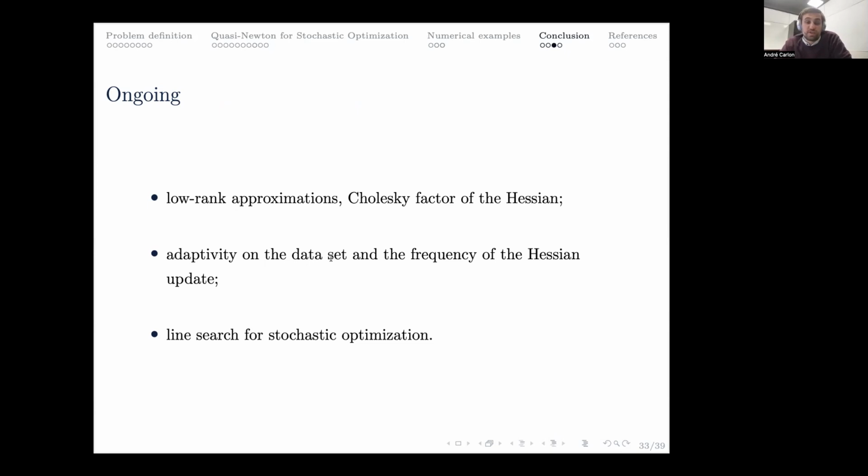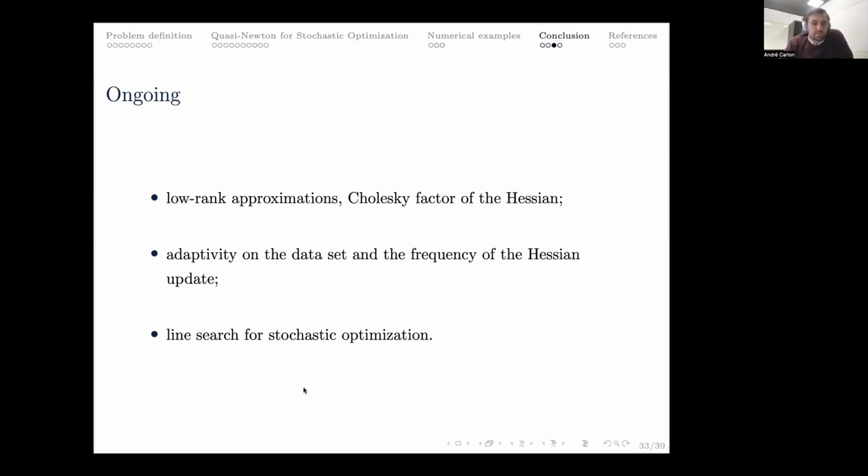Also, we have been working on adaptivity on the data set, I mean, the curvature pairs, right? What do we keep? What do we throw away? And on the frequency of update, because right now we are just taking a fixed number of iterations, like every 1,000 iterations, update the Hessian, something like that. And it might be suboptimal, right? We're working on that.